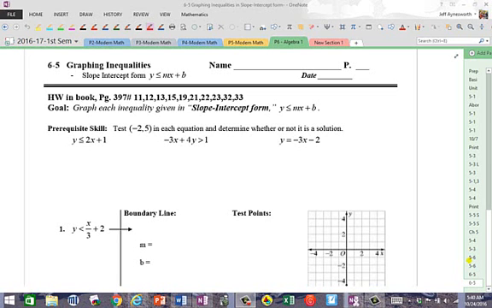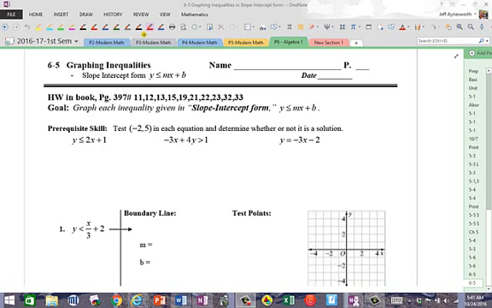This is Mr. Ainsworth, and we're going to get into a quick little lesson here on how to graph inequalities given in slope-intercept form. One of the prerequisite skills needed to understand the lesson is how to test a point in either an inequality or an equation. So let's go over a basic skill of how to test a point.